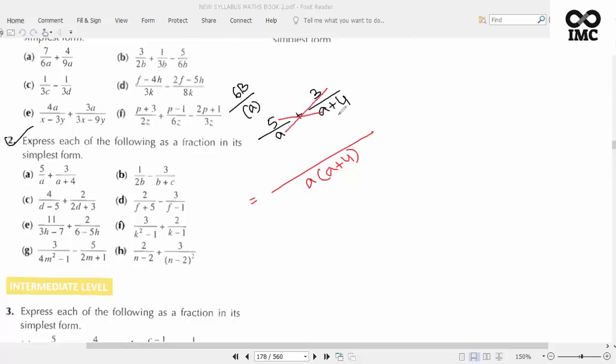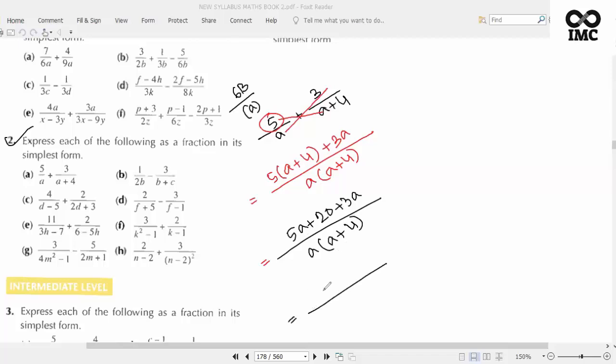This is called the butterfly method. We'll just multiply in that way. 5 into this, a into 3. Okay. So 5 multiplied by a plus 4 plus 3 multiplied by a. So what will we get? We can write in this way: 5a plus 5 4s are 20 plus 3a divided by a into a plus 4. So 5 plus 3, that will be 8a. 8a plus 20 divided by a into a plus 4. Done.